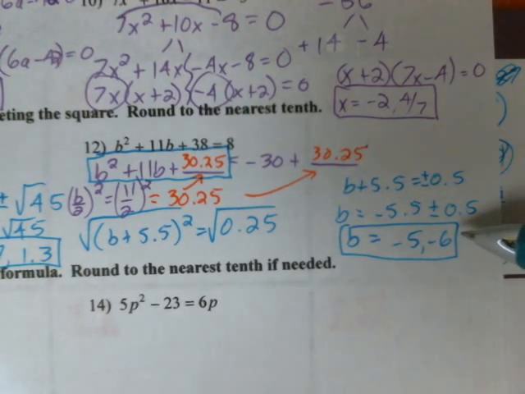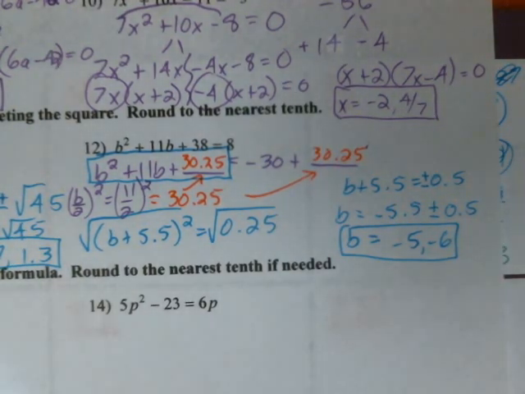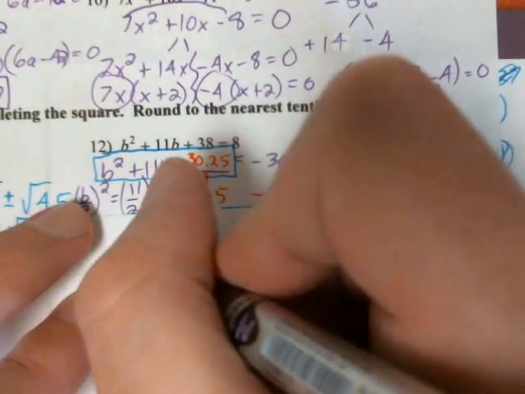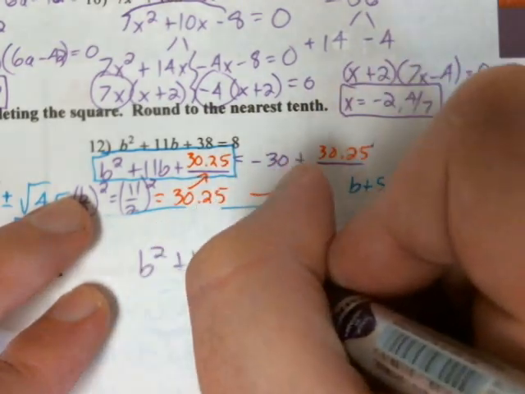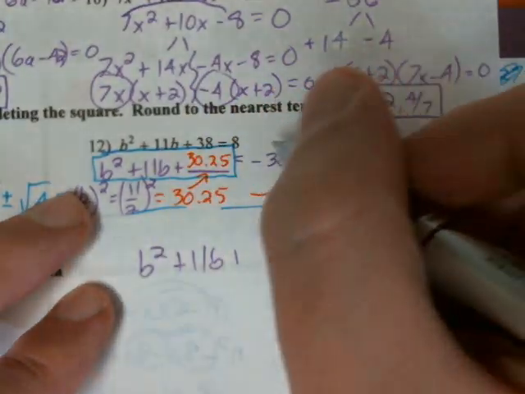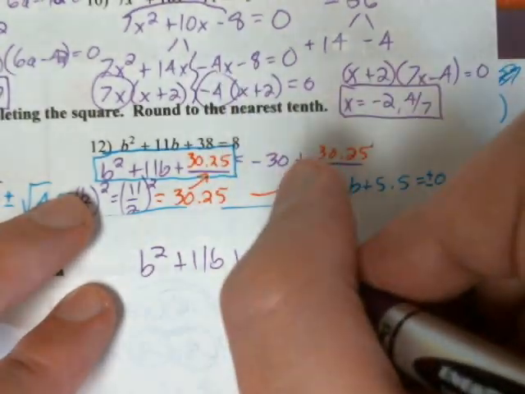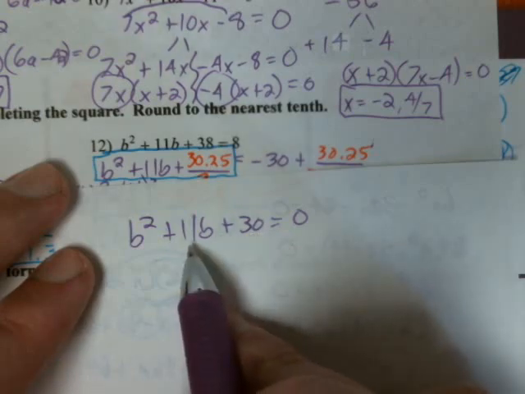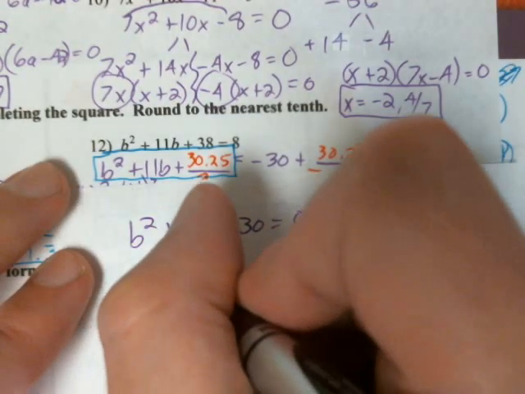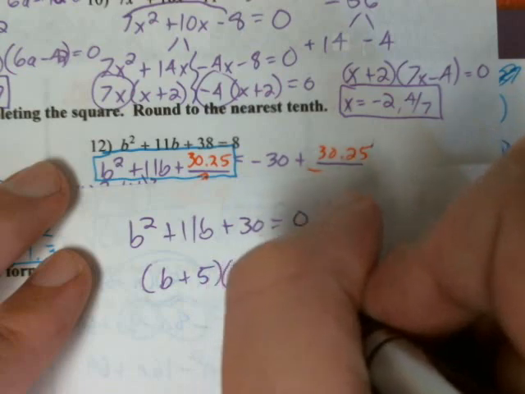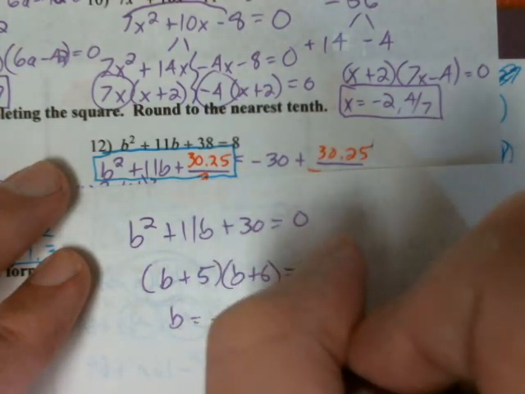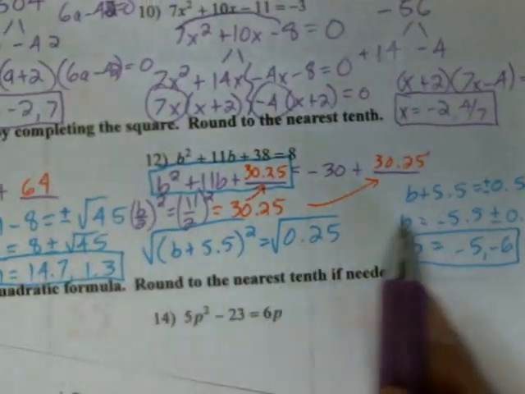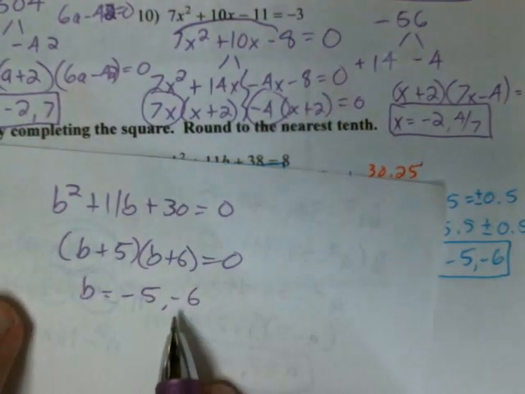So my solutions are negative 5 and negative 6. Wait a minute. These are whole numbers. I did this on purpose, guys. If you go back to the original equation, b squared plus 11b, if we set this equal to 0, and if I subtract 8 from both sides, I get plus 30 equals 0. Huh, what are the factors of 30 that add to 11? It's 5 and 6, so it just factors as b plus 5, b plus 6. Flippy flip, I get negative 5 and negative 6, okay? Negative 5, negative 6, look at that. We spent all this time doing all this work when I could have just factored it.